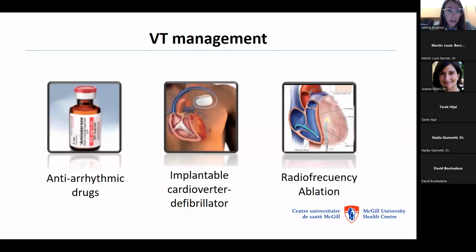The first approach of VT management is antiarrhythmic drug therapy, for example, sotalol or amiodarone. On the other hand, we have the implant of a cardiac defibrillator, which is indicated in patients that have already had an episode of VT and no reversible cause, to prevent further sudden death episodes. And finally, for patients that are refractory to medical treatment, catheter ablation is the gold standard treatment nowadays.